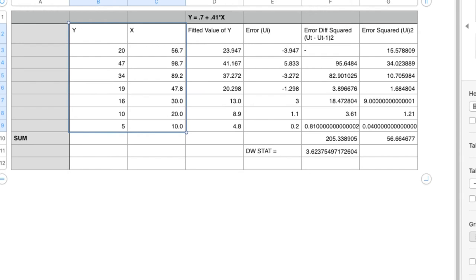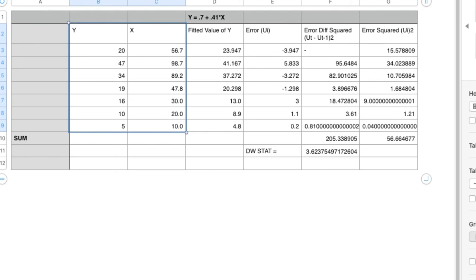Now if I put the actual values of x into this equation, that is 56.7, I'll get 23.94 for the fitted value of y, whereas my actual y is equal to 20. For the next term, if we put x equal to 98.7, the fitted value of y is going to be 41.16, whereas the actual value of y is 47. Similarly, for the next value we get the fitted value of y as 37.2, whereas the actual value is 34. Okay, so this way we get the fitted values of y from the equation, whereas the actual y is given.